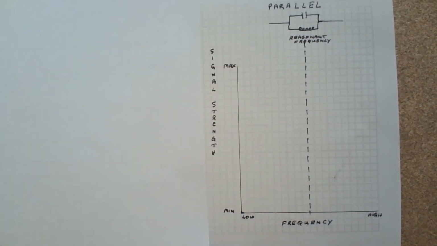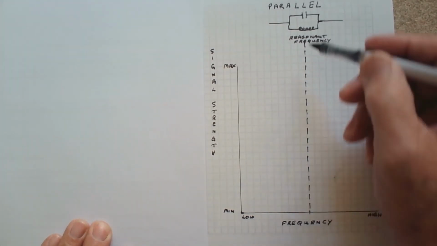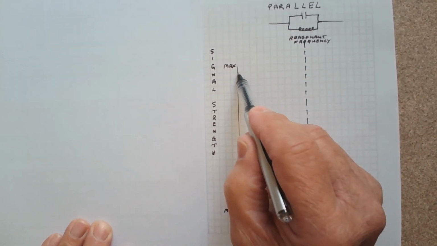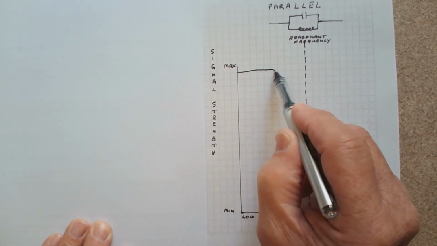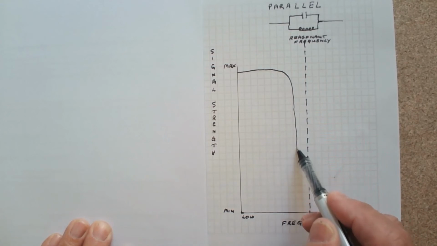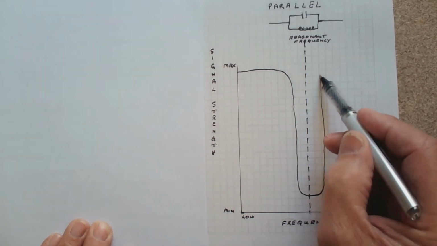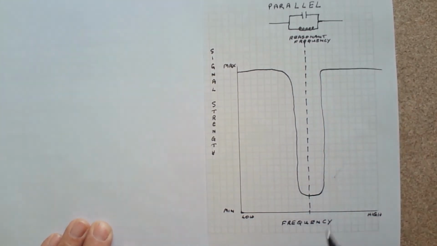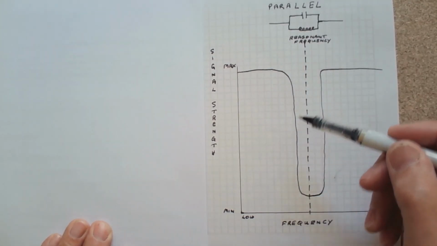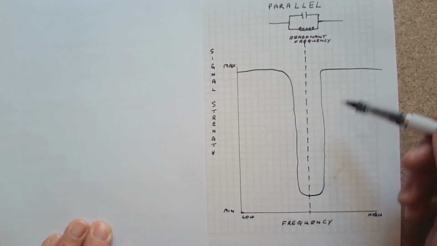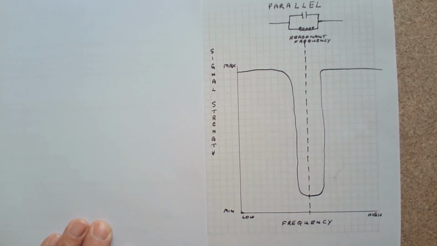Now let's see what happened with the parallel tuned circuit. When the frequency was below the resonant frequency, quite a lot of signal came through. But as we got close to the resonant frequency, less signal was allowed to come in, until we got higher than the resonant frequency, in which case more signal came through. So with the parallel tuned circuit, you get less signal passing through it at resonance and more signal at higher or lower frequencies.